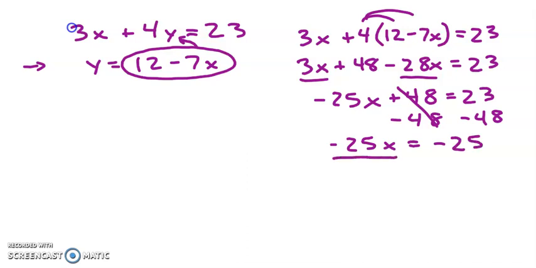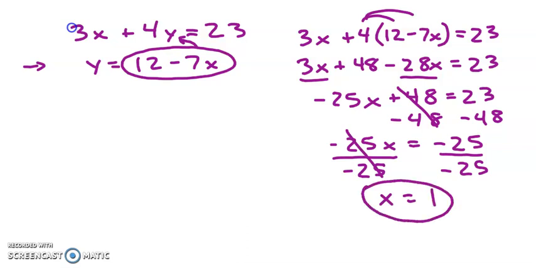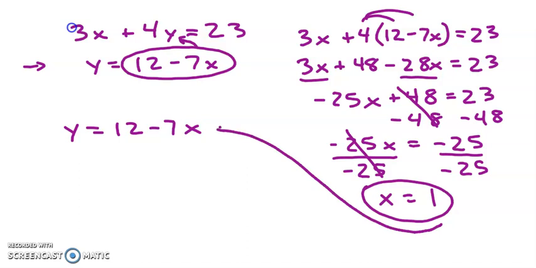And this one works out nice. A lot of times when you have big numbers, negatives, fractions, it does end up working out nice at the end. Well, negative 25 divided by itself is 1. So there's the first half of our solution. And now since I'm trying to solve for y, I could plug 1 into either of my original equations. But because we've got y equals 12 minus 7x with my second equation, I can just plug 1 in and substitute for x there, and I'm going to have a couple fewer steps.